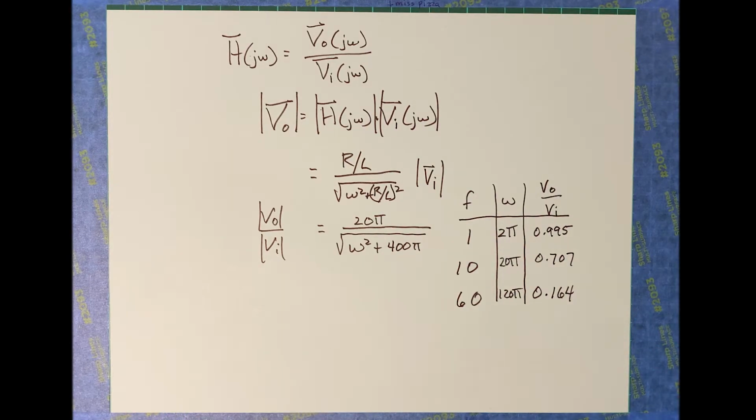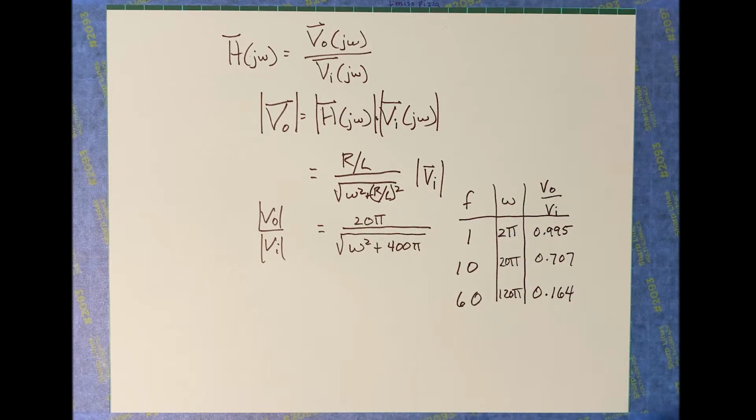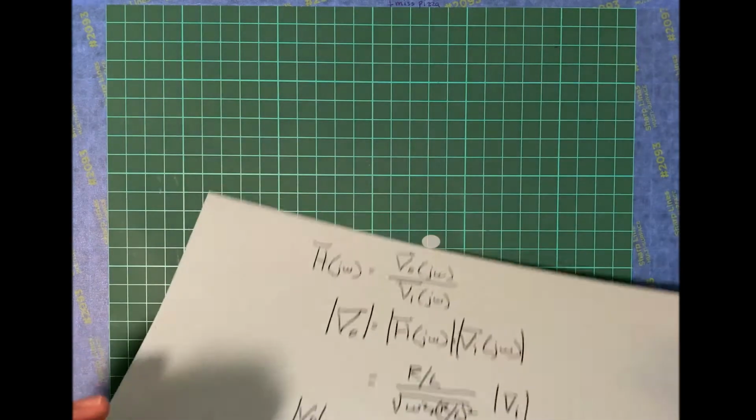Okay, congratulations, you made your first low-pass filter. Now, we did that using R and L components. You could do the same sort of thing using different components. It's not that you're limited in that way.